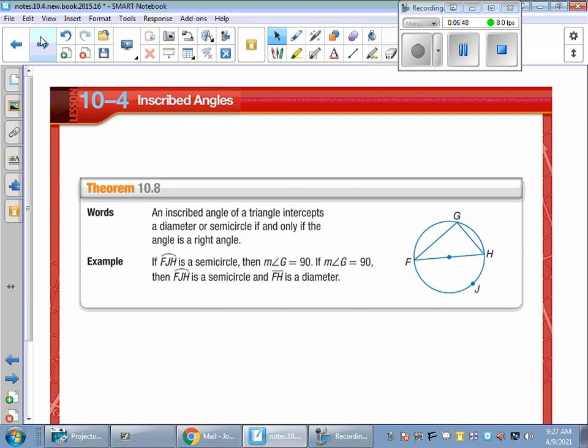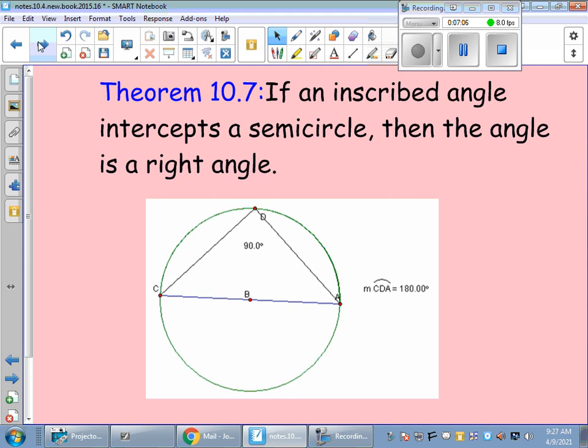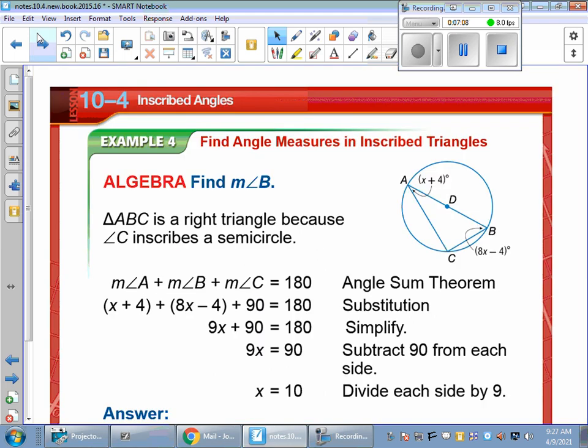Next one here, we may be able to get through all these notes. We'll see. An inscribed angle that intercepts a diameter, a semicircle. So this is a diameter right here. That's going to make this a 90-degree angle because it's half of 180. This is 180. It's a semicircle. Half of that is 90. Same concept here.